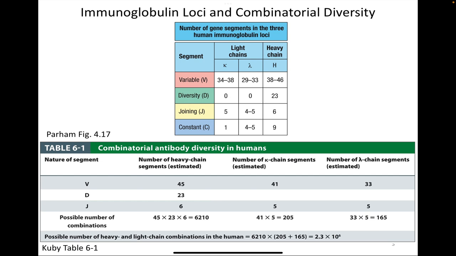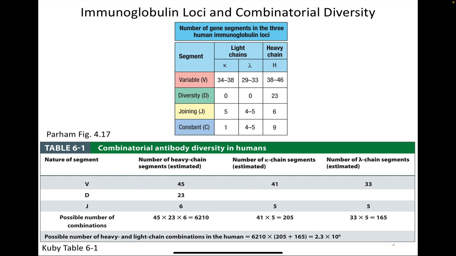With light chain, we are only using a V and a J. There are two different kinds of light chains, kappa and lambda. A B cell uses one or the other. In my little drawing, I wrote kappa as my constant region because there's no great reason why I would pick one or the other, but I just picked one. And if we look at the numbers of light chains, we can get 370 when we combine kappa and lambda. And if we take 370 and multiply it by the number of heavy chains, we get 2.3 times 10 to the 6, or 2.3 million different antibodies we can make out of a couple hundred gene segments.